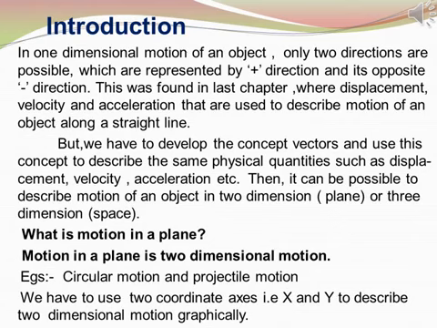What do you mean by motion in a plane? Motion in a plane is two-dimensional motion. Examples are circular motion and projectile motion. We have to use two coordinate axes, that is x and y coordinate axes, to describe two-dimensional motion graphically when we describe this motion in a plane.